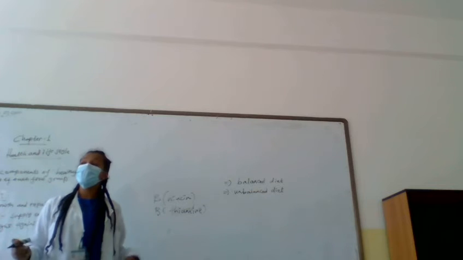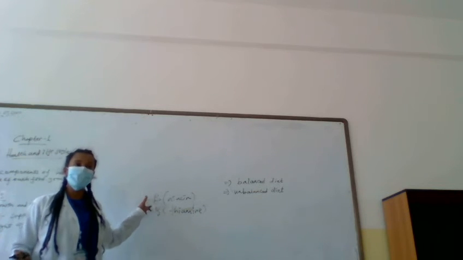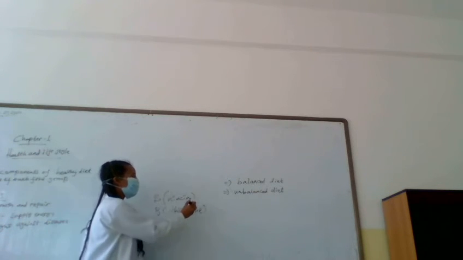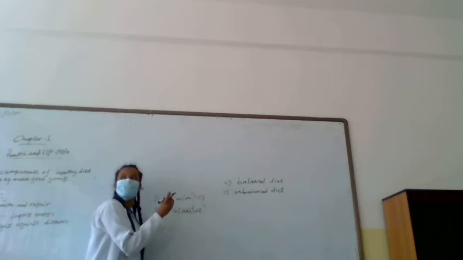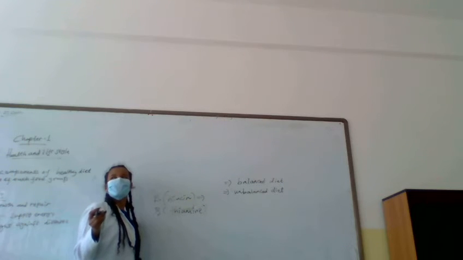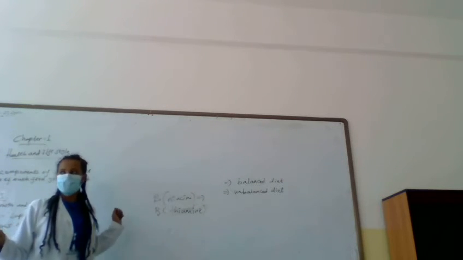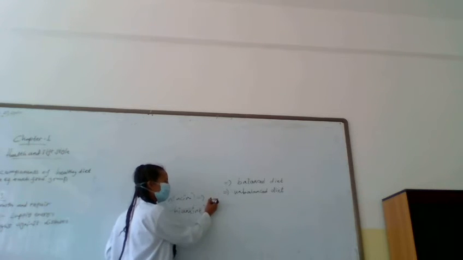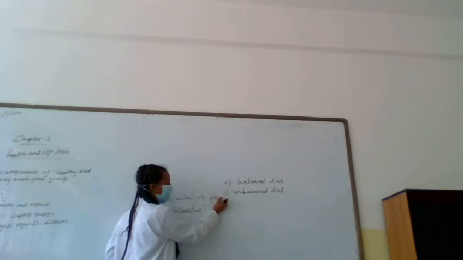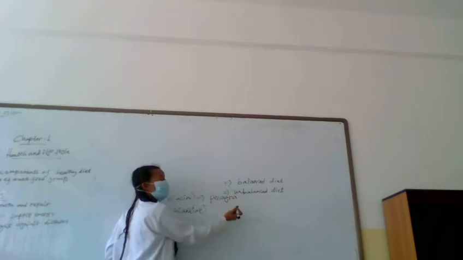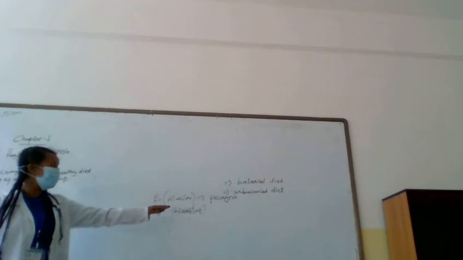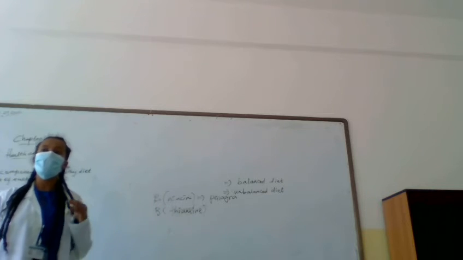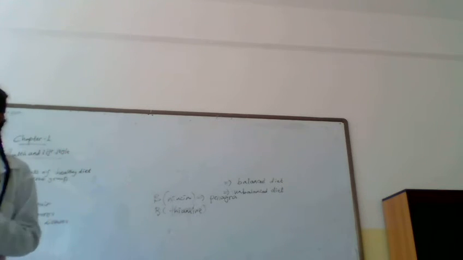So the shortage of this specific kind of vitamin B, which is niacin, causes a deficiency disease. Yes, it has a name: niacin deficiency causes pellagra. What's pellagra? Pellagra is the deficiency disease caused by the lack of vitamin B, the specific B, niacin.